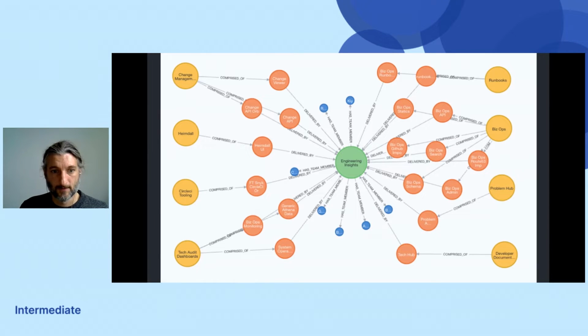Now, this is what that model looks like applied to just my team. The blue dots are people, the orange dots are the systems we look after, and the yellow dots are the products.